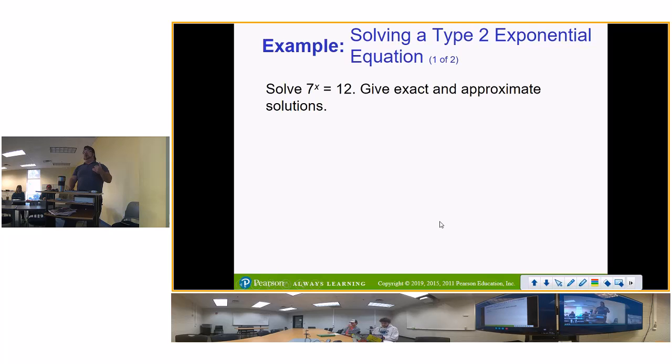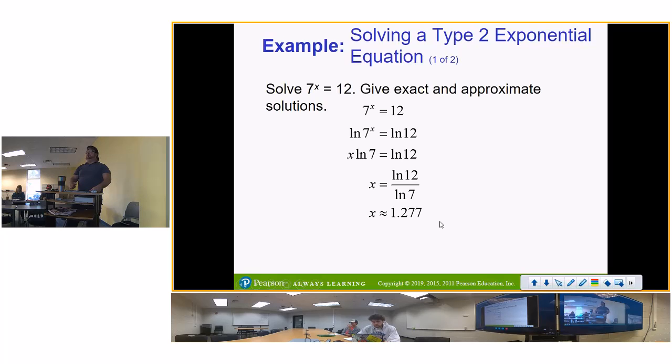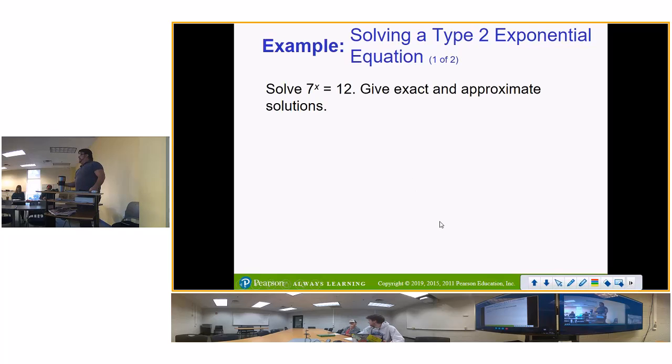All right, so you can use the definition of a logarithm. Well, you could, because that would be a to the y is equal to x. So that would be x is equal to log base 7 of 12. And then use the change of base formula. You could do that. That's one option. Another is take the log of both sides.